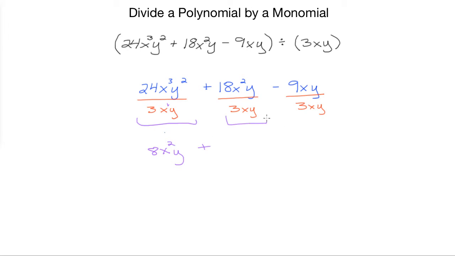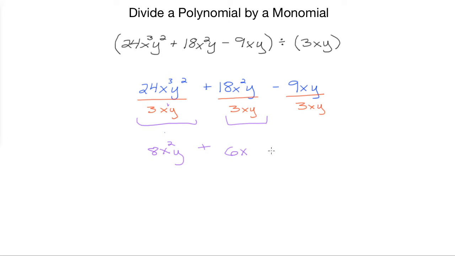Now let's look at the second term here. 18 divided by 3 is going to be 6. x squared divided by 1x leaves 1x left. And y divided by y, they end up canceling each other out. Any number or any variable divided by itself just equals 1. But I don't have to put the 1 there, so I'm just going to leave it as 6x.